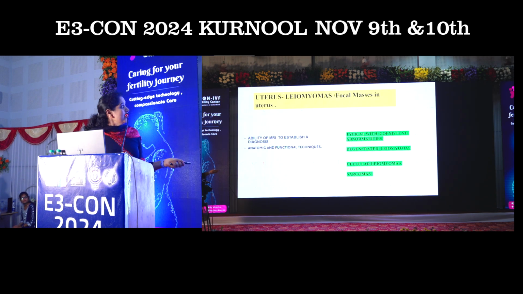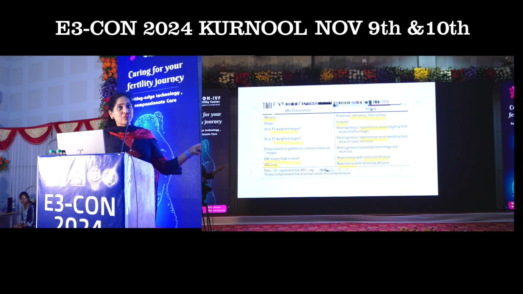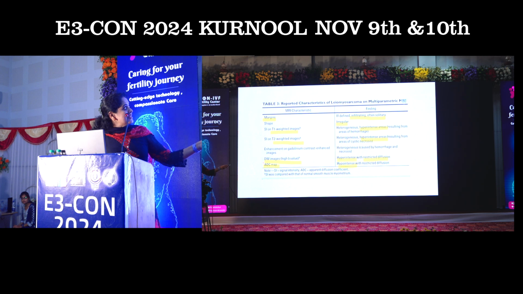So how are you going to distinguish leiomyosarcoma from a typical fibroid? Here comes the role of MRI. Multiparametric MRI will give you a fairly high accuracy rate of differentiating. And what are the MR characteristics? Margins, signal intensity on T1 weighted, T2 weighted, diffusion with ADC. Now let us see how it helped in your clinical cases.